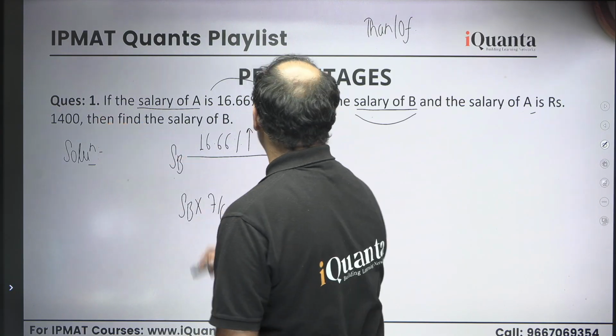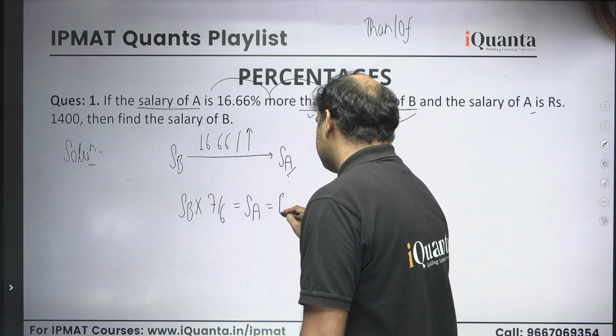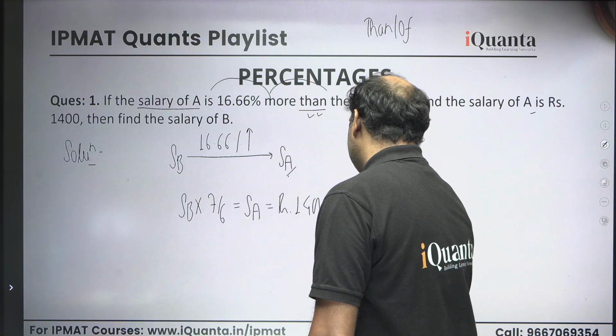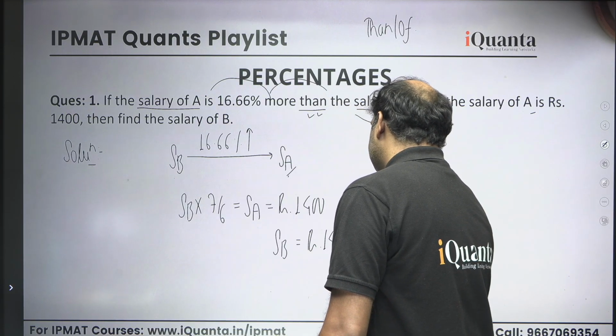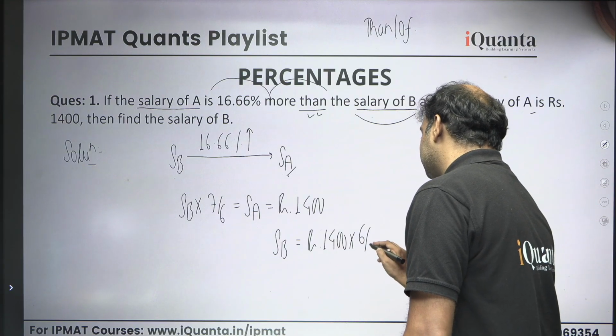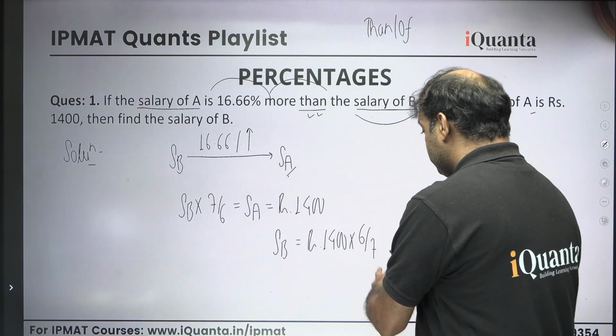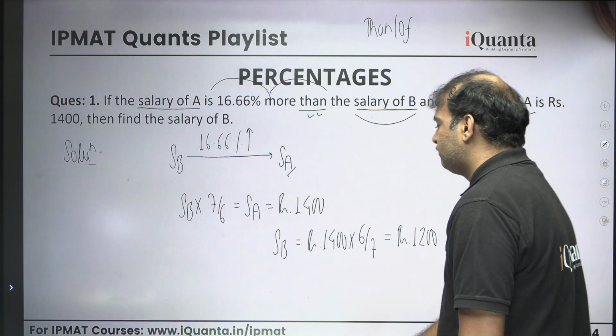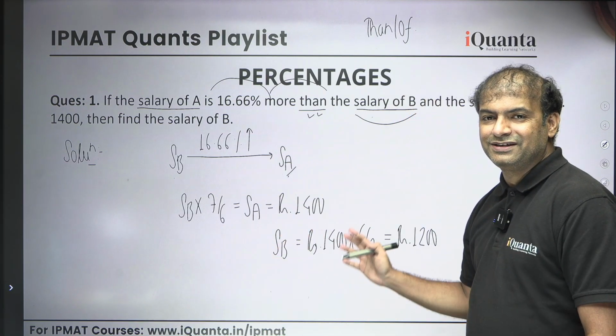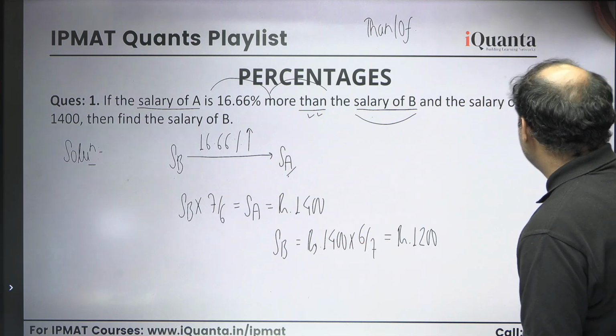Salary of A is given to us, 1400. Let's just put it. So salary of B should be 1400 into 6 by 7, right? Now 1400 into 6 by 7: 1400 by 7 is 200. 200 into 6 has to be 1200. That's it. So this is how we can find the salary of B in this question. All right, let's move to question number 2.